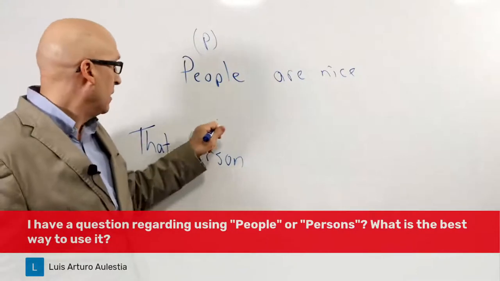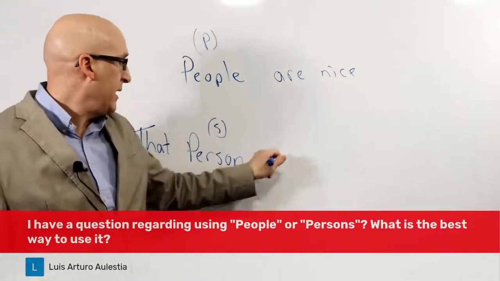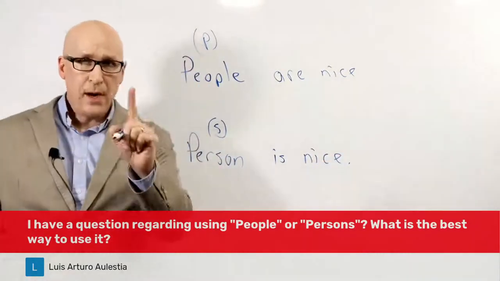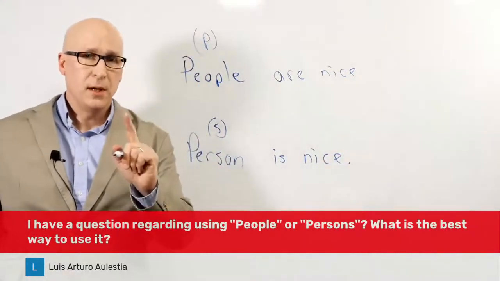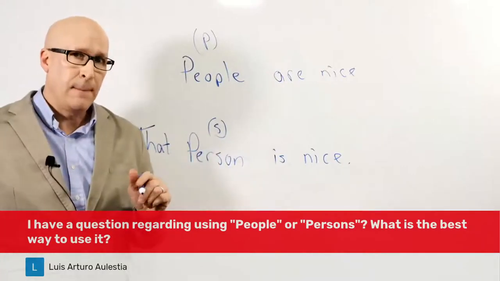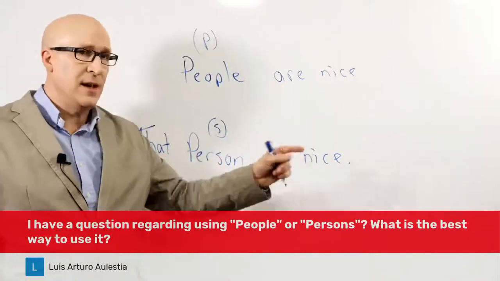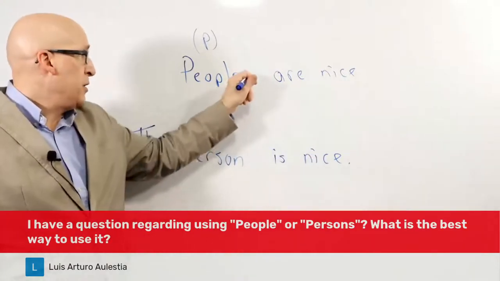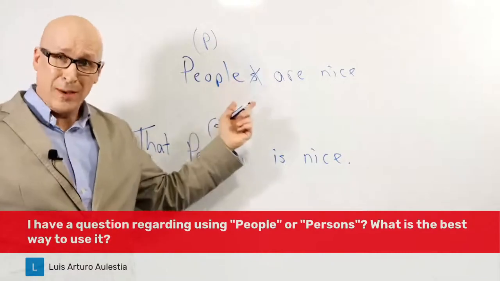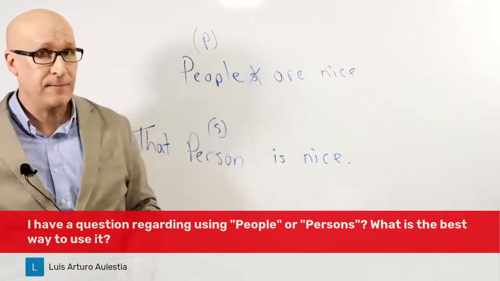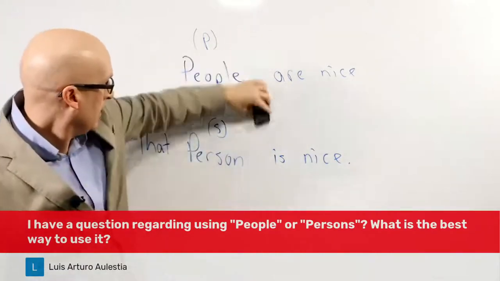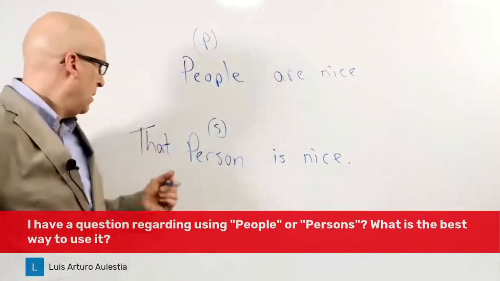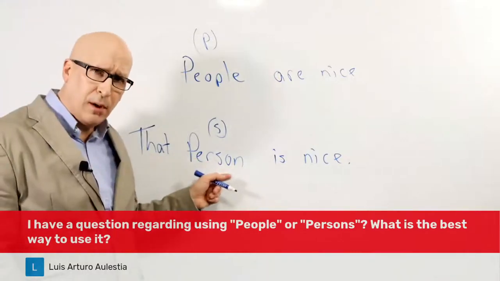Person is singular. That person is nice. Okay? This means one human being, one person. It's singular. Okay? So far, so good. That person is nice. And you're pointing to one person. Now, I just told you you cannot make this plural because it's already plural. It's got plural meaning built in. And this has singular meaning built in. So how do we make that plural?